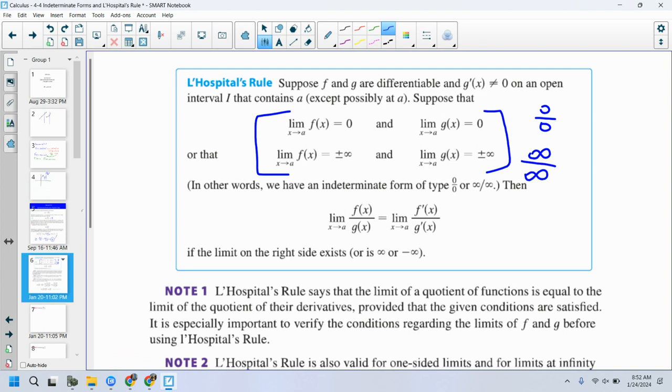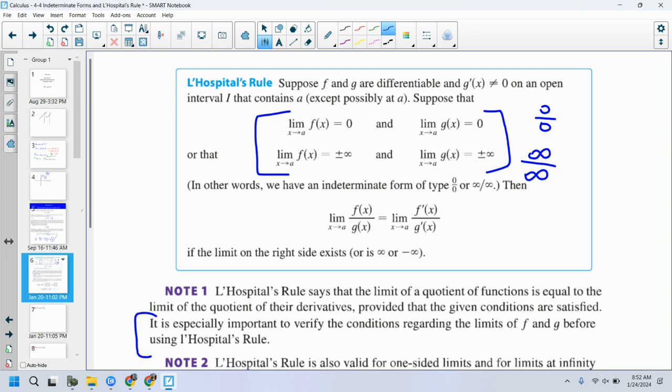Now, if you have that case, here's what you can do. As long as you have this rational function with a numerator and denominator, I can take the derivative of the numerator and the derivative of the denominator and apply the limit to that. Some things to note: L'Hopital's rule says that the limit of a quotient of functions is equal to the limit of the quotient of their derivatives, provided that the given conditions are satisfied.